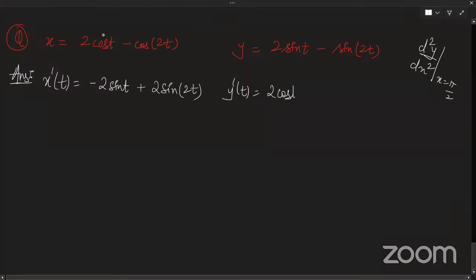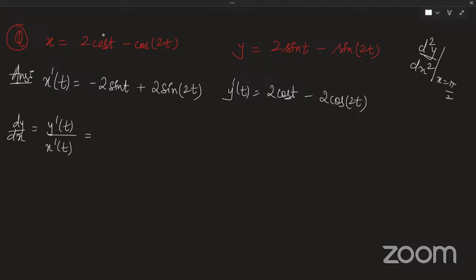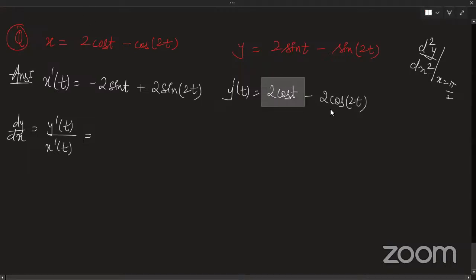It is 2 cos t minus 2 cos of 2t, with 2 into cos of 2t. Correct. So what will be my value of dy by dx? My value of dy by dx is y dash t divided by x dash t. I will just divide both of these to each other and write them.